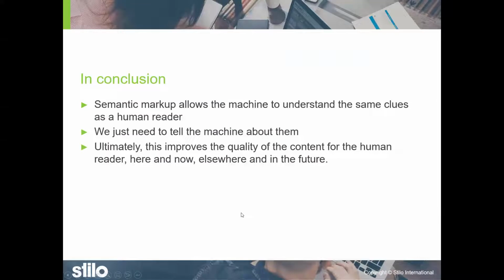So just to sum up, semantic markup really allows the machine to understand the same clues that a human reader needs to understand the content. We just need to find a way to tell the machine about them so that it can then be programmed to display them in whatever way is appropriate for the consumer. So ultimately, this will improve the quality of the content for the human reader here and now, elsewhere and in the future.